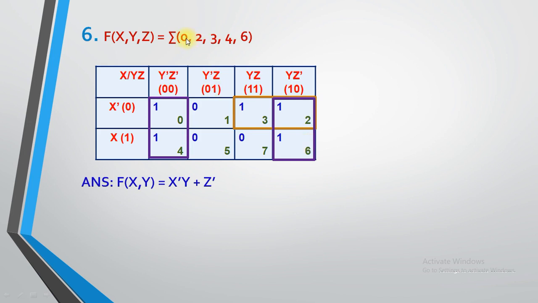Now, 0, 2, 3, 4 and 6. These are the sigma values, that means that cell contains one value. The rest of the cell, that means 1, 5 and 7 contains the 0 value.